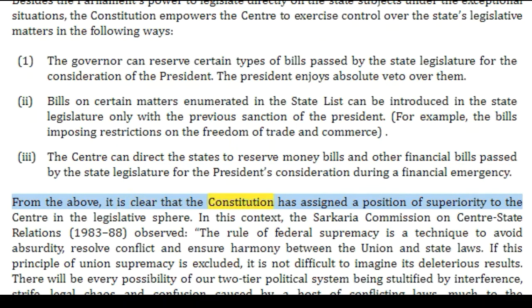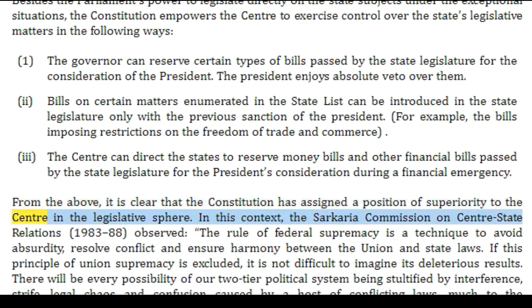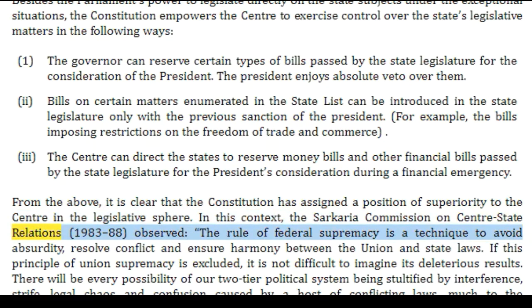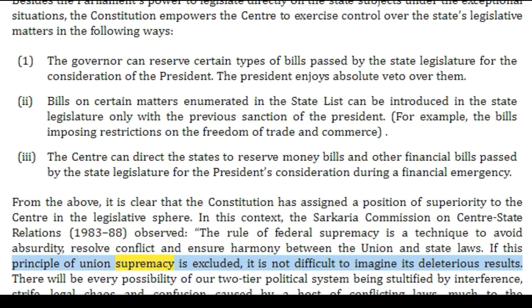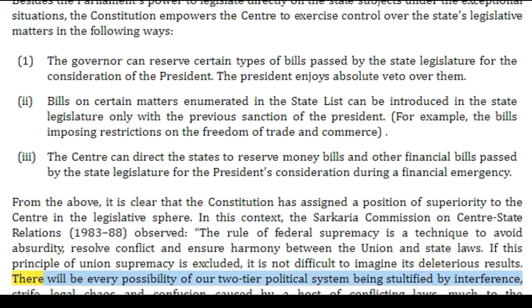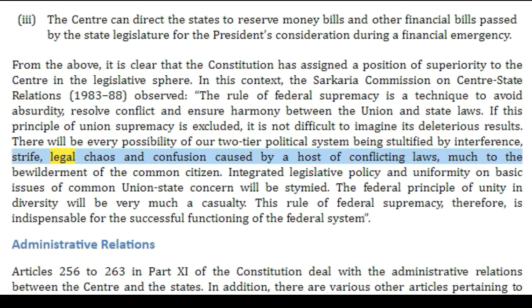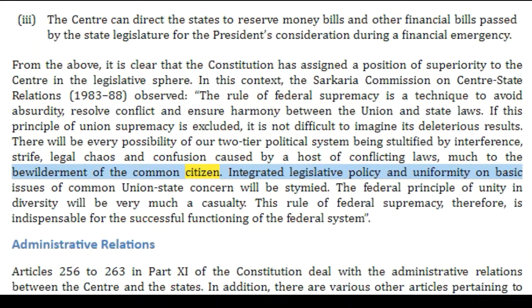From the above, it is clear that the Constitution has assigned a position of superiority to the Centre in the legislative sphere. In this context, the Sarkaria Commission on Centre-State Relations 1983-88 observed, "The rule of federal supremacy is a technique to avoid absurdity, resolve conflict, and ensure harmony between the Union and state laws. If this principle of Union supremacy is excluded, it is not difficult to imagine its deleterious results. There will be every possibility of our two-tier political system being stultified by interference, strife, legal chaos and confusion caused by a host of conflicting laws, much to the bewilderment of the common citizen.